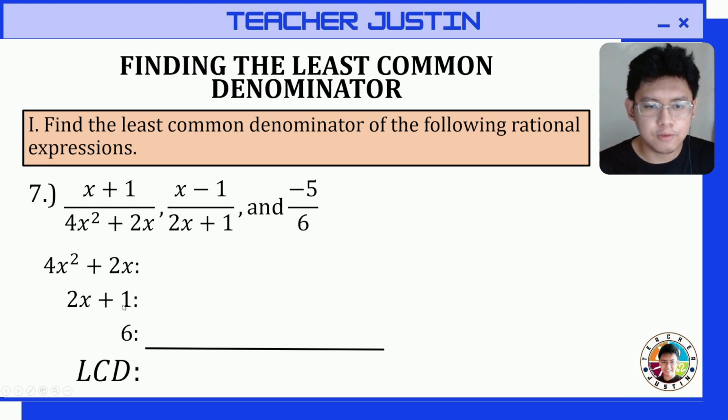So, start tayo kay 4x squared plus 2x. So, yung common factor ni 4x squared plus 2x is 2 times x times 2x plus 1. Okay?